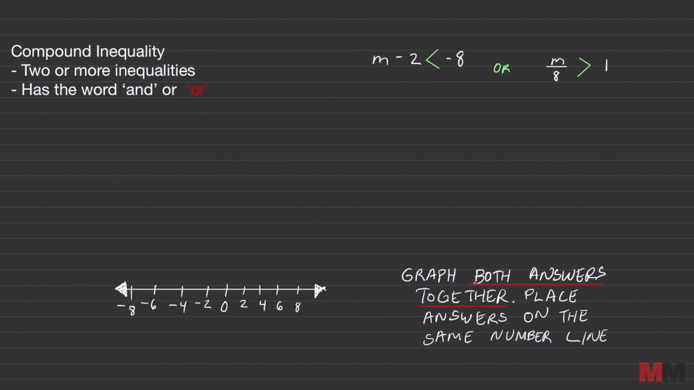Today we're going to learn how to solve a compound inequality that has the word OR in it. A compound inequality has two or more inequalities within it, and it usually has the word and or or. For this video, we are only going to focus on OR compound inequalities. So we'll get straight to the point.